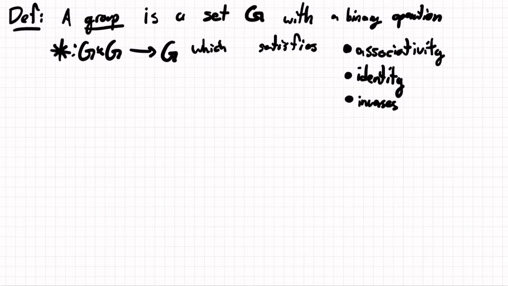Associativity is if you reverse the order of parentheses, then the outcome of multiplication or addition will be the same. Identity means we have a 0 or 1 element, depending on if we're thinking about addition or multiplication. And every element has an inverse, which we can multiply or add in order to get the identity element.